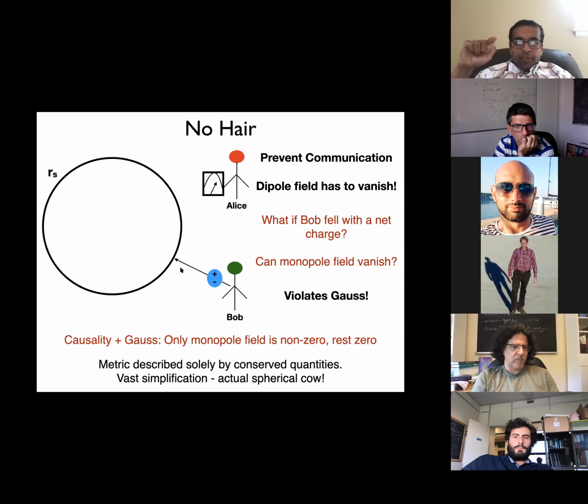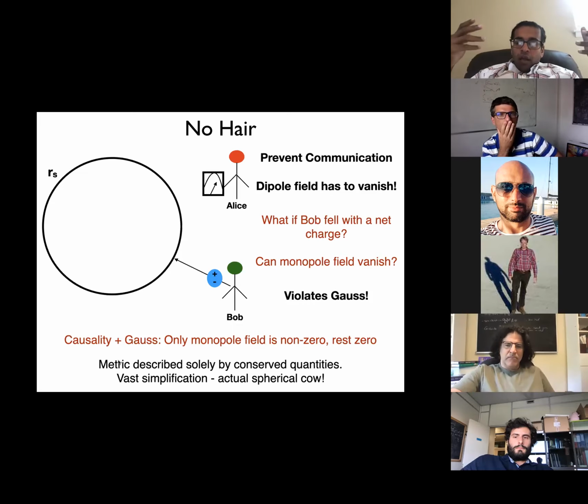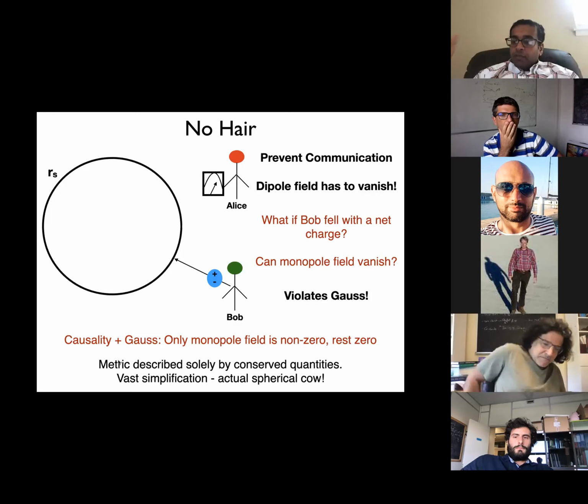If that happens to be the case, notice that you can preserve Gauss's law, because the monopole field is really what's important for Gauss's law, and therefore that is non-zero, so Gauss's law is preserved. At the same time, you cannot use the monopole field to communicate with anyone outside, because the monopole field is tied to a conserved quantity. So Bob is unable to change the monopole field in any significant way, and therefore cannot actually communicate outside. Thus, to preserve causality and Gauss's law, it must be the case that the laws of physics preserve the monopole field, but the rest becomes zero, right? That's the only consistent way of handling these two twin challenges.